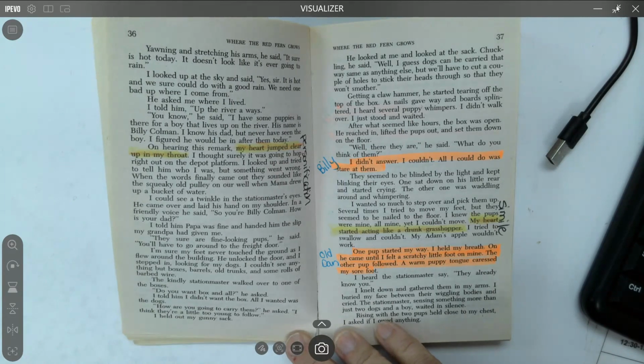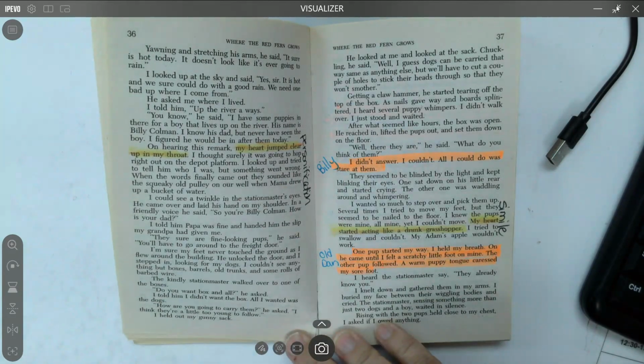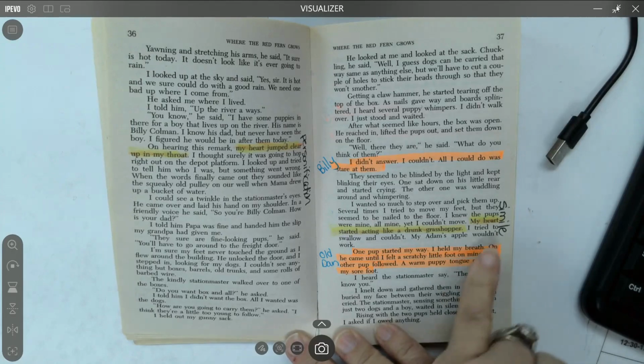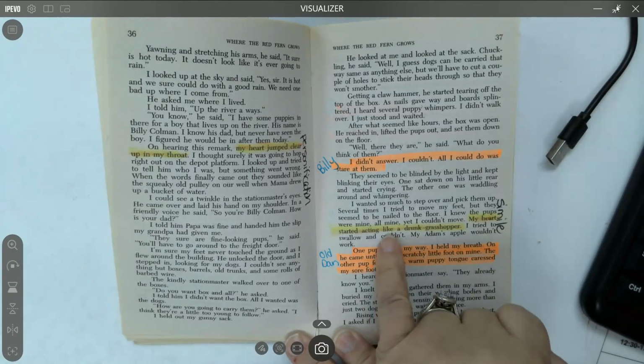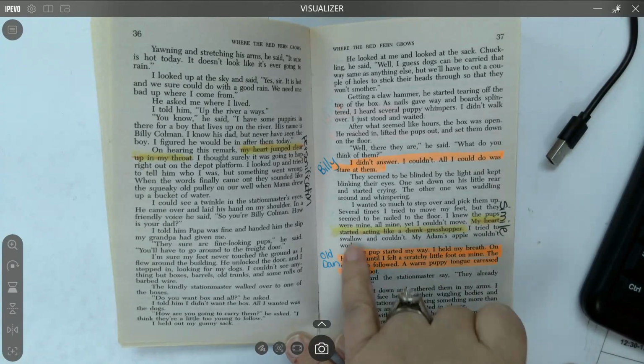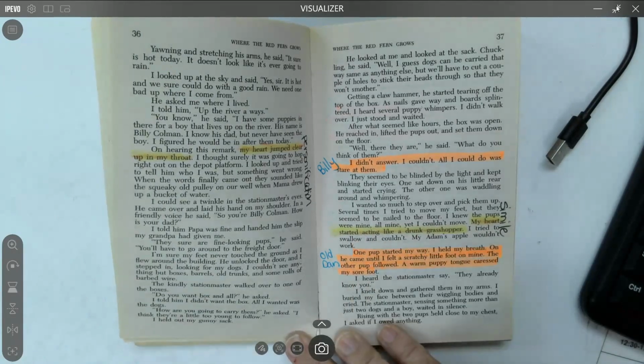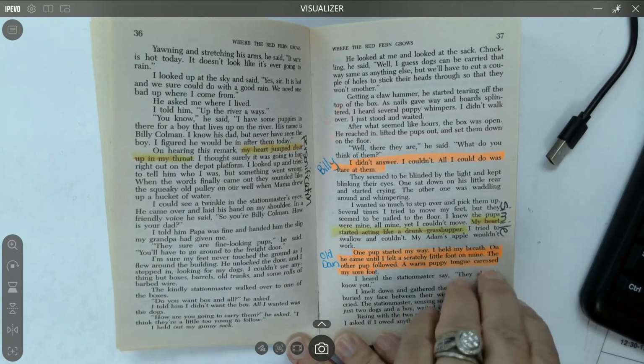Also marked on this page, I have a personification. My heart jumped clear up in my throat. Well, your heart can't jump, so that makes it a personification. And a simile, here's that word like that we look for when we have a simile. It says, my heart started acting like a drunk grasshopper. I'm not sure what a drunk grasshopper acts like. I've never seen one, but I get the feeling it might be a little weird looking.